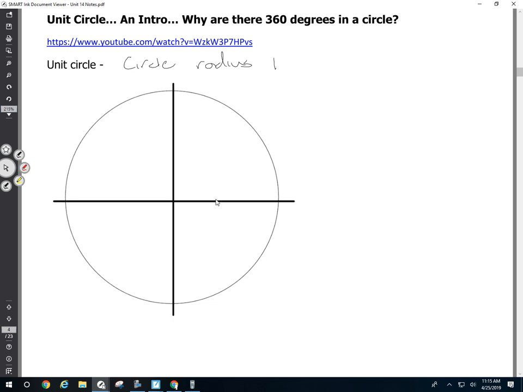So this distance here is 1. This distance here is 1. The distance from the center to any point has a radius of 1. Okay, that's why we call it a unit. Unit, just 1 unit.